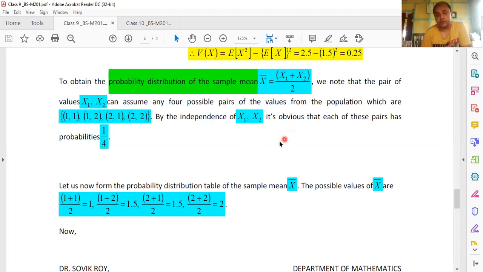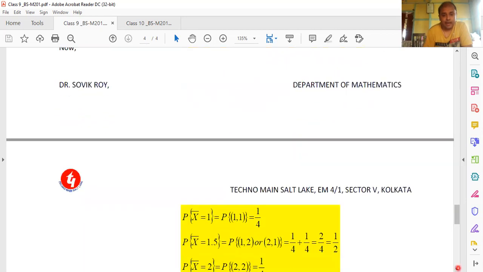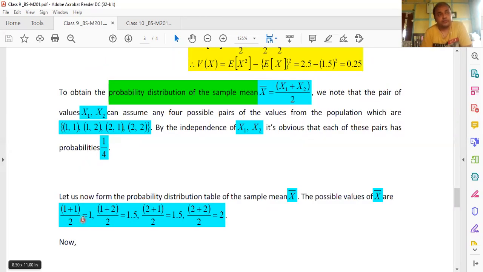The possible values of X bar will then be (1+1)/2, which is 1, (1+2)/2, which is 1.5, (2+1)/2, which is 1.5, and (2+2)/2, which is 2. So 1, 1.5, 1.5, and 2, these are the four possible values of the random variable X bar. And their probabilities, since they are equally likely, each of these values will have probability 1 by 4, 1 by 4, 1 by 4, 1 by 4. Because of our assumption, they are equally probable.